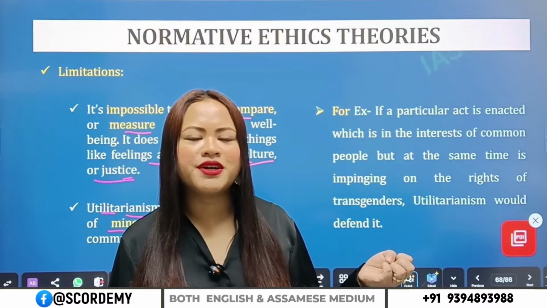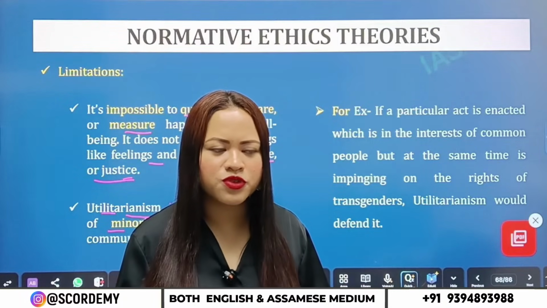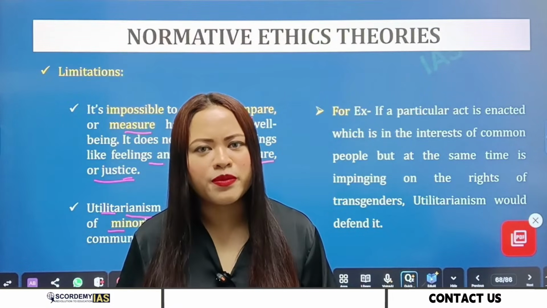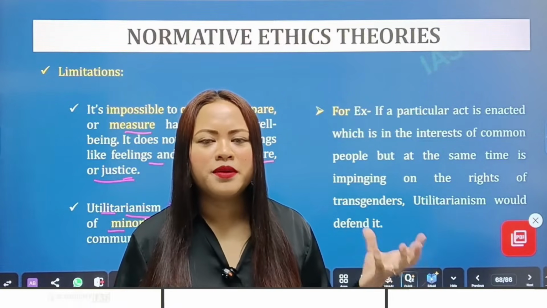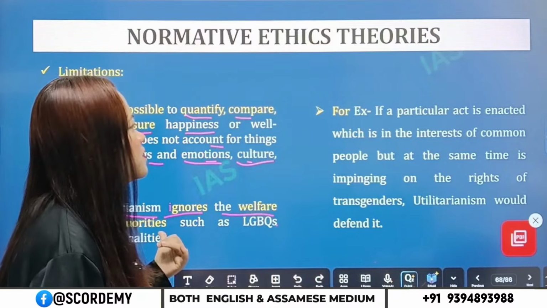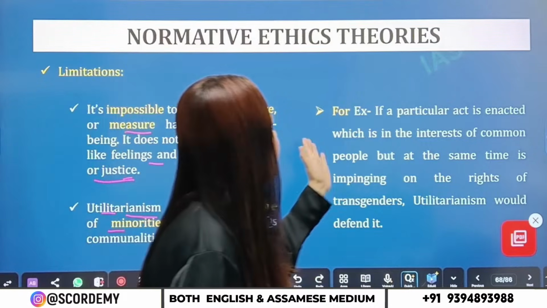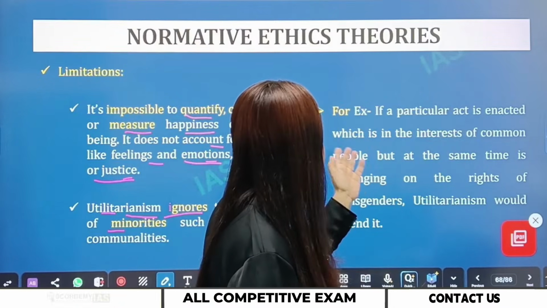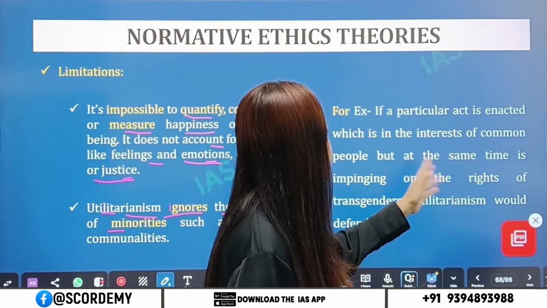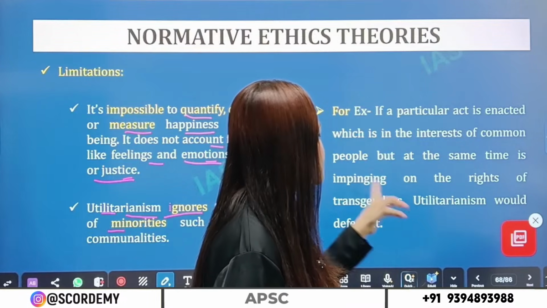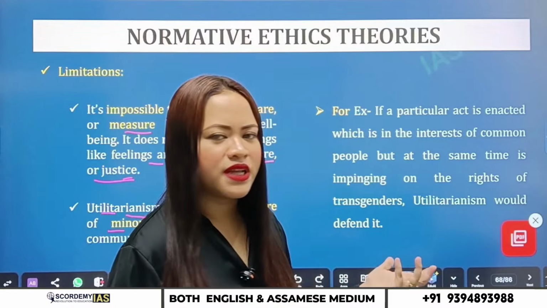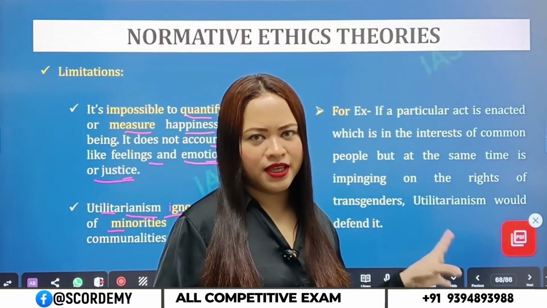According to utilitarian theory, it would be morally and ethically right to exploit the rights of minorities in order to make the majority happy. And we know that it is not the right thing to do. For example, if an act is enacted in the interest of common people but at the same time impinges on the rights of transgenders, utilitarianism would defend it. According to them, that would be the right thing to do.